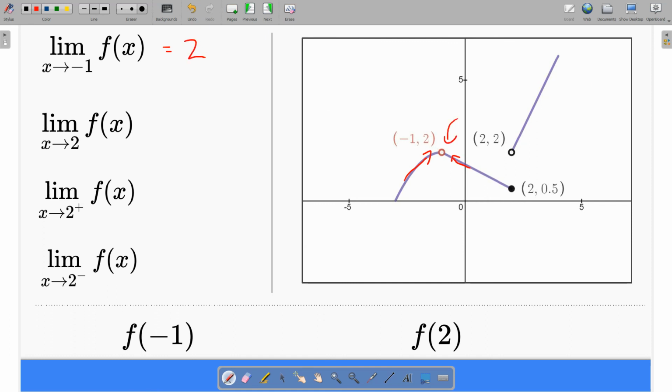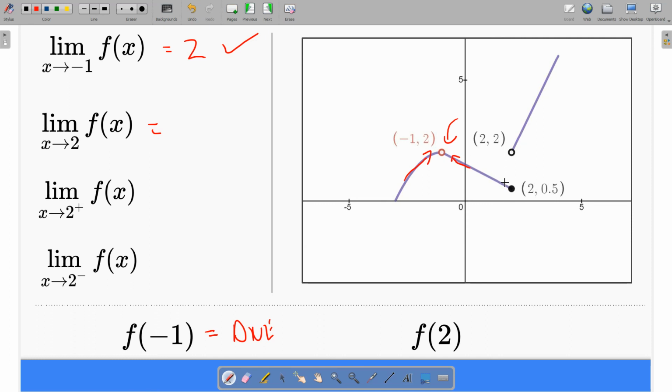Even though f of -1, and if you look over here, there's a question of f of -1. F of -1 is undefined or does not exist, however you want to say it. There is nothing there at f of -1, but the limit is there because the left and the right-hand sides are the same. Let's look at what's happening as the limit of f of x as x approaches 2.